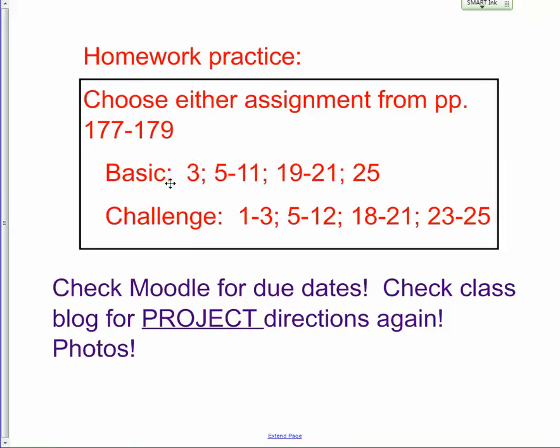And then you have some homework practice. Remember again to read the class blog for your project directions. A lot of you forgot about the photos you have to take. For the project comparing estimates, you need some photos of at least 5 people that you surveyed included in your project. So go back and read the directions again. And that's it.